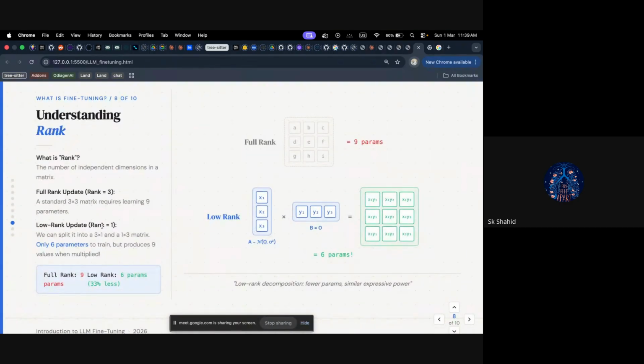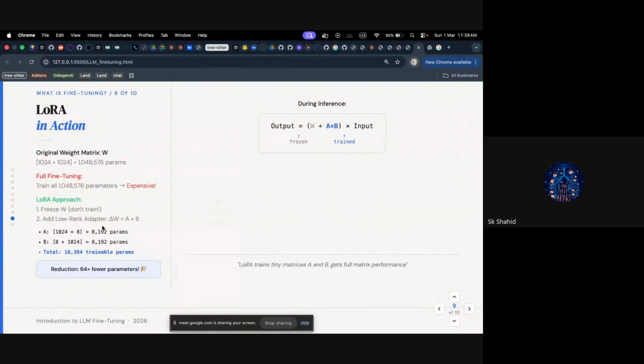The method itself is called a rank decomposition. There are a few ways to do it. Moving forward, what exactly is LoRA? Here you get an idea of what LoRA is.